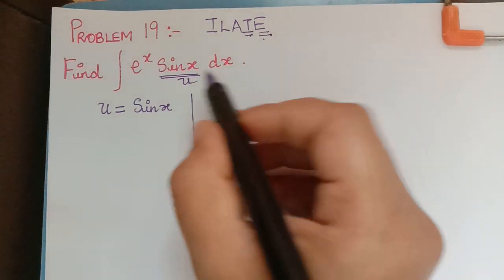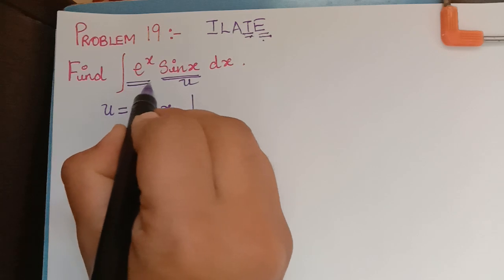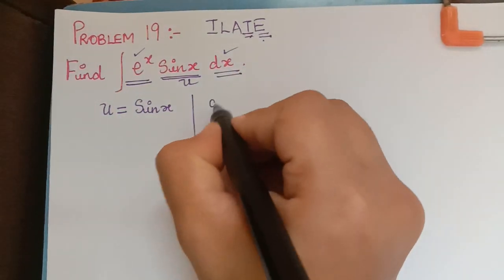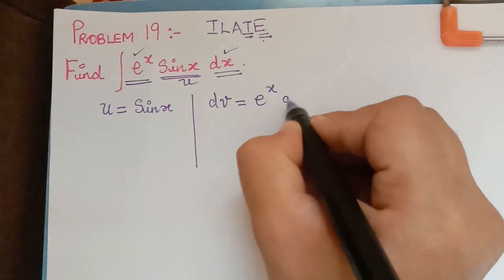And the remaining part has to be chosen as dv. So the remaining part is e power x dx. These two have to be chosen as dv. So dv is equal to e power x dx.